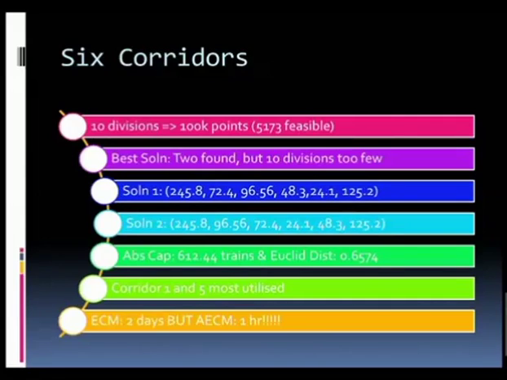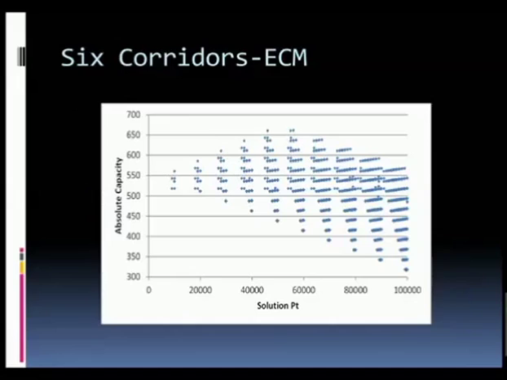So this is about the 6 corridors competing for resources. So the 2 solutions are shown there. That's the number of trains which use each of those 6 corridors. So overall, the absolute capacity is 612 trains, and corridor 1 and 5 are most utilised. So ECM took 2 days, but the adaptive one took 1 hour, which made me much, much happier.